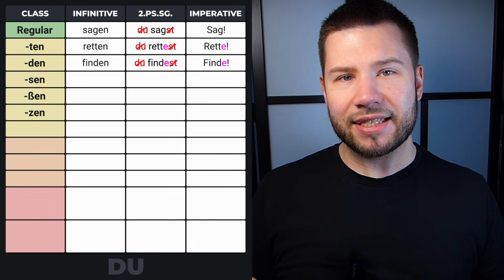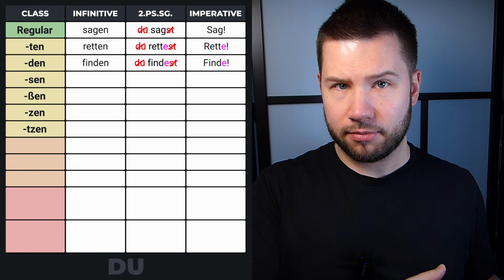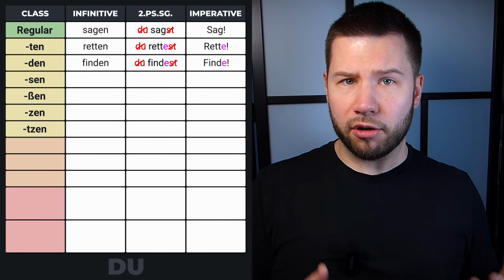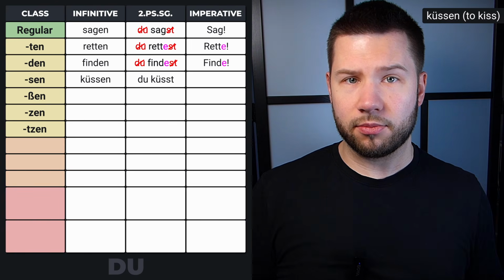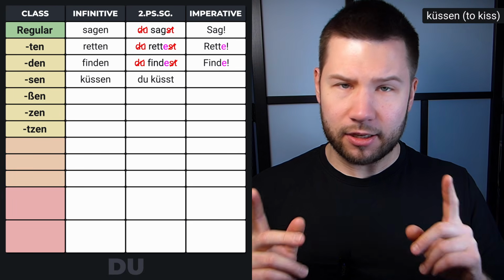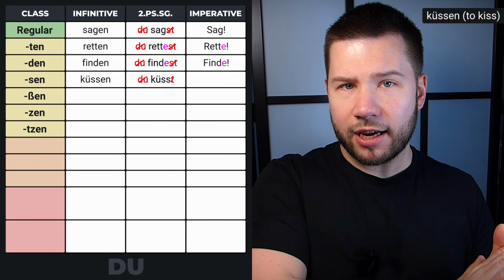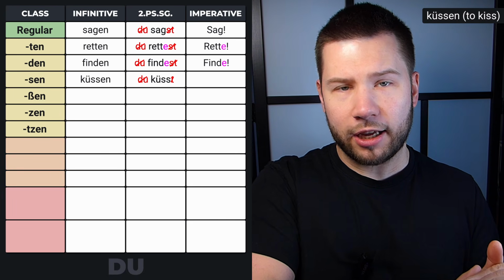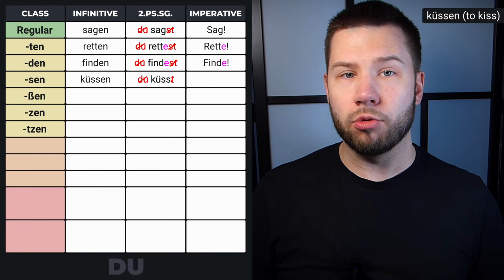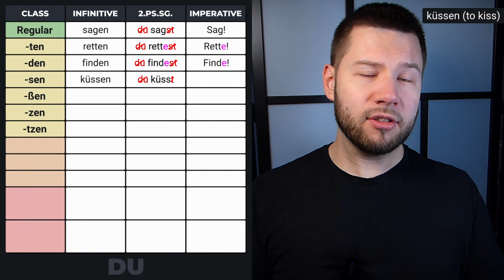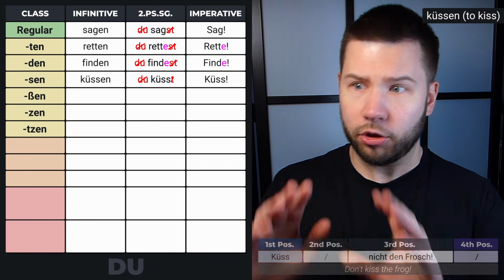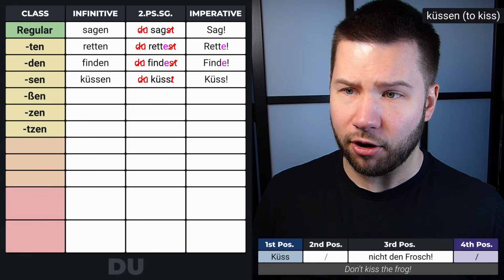Now, for the sen class, it's a little bit different. The second person singular form of küssen is du küsst. But since the second s is part of the root, you only take away the t, which you then can apply to all the other verbs of this group. Thus, the imperative of küssen is küss. Oh, küss nicht den Frosch, don't kiss the frog.